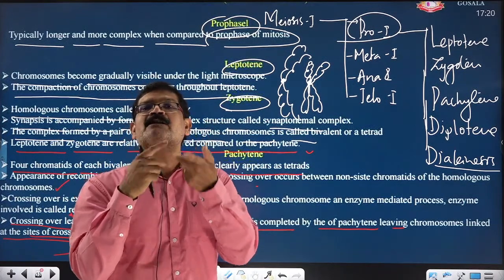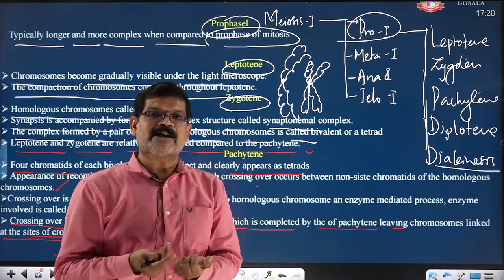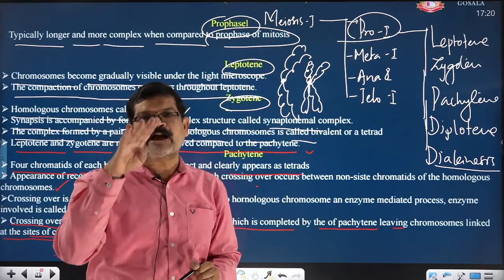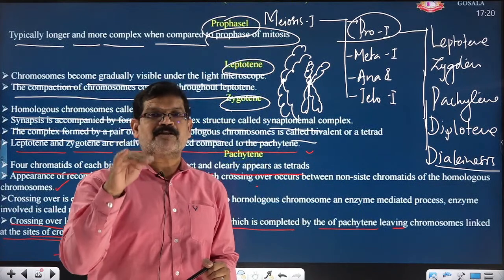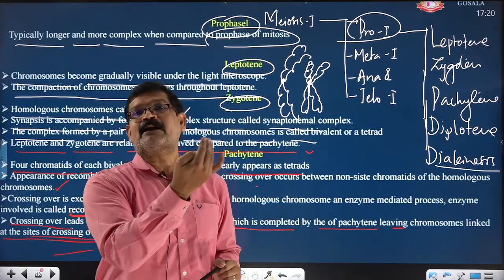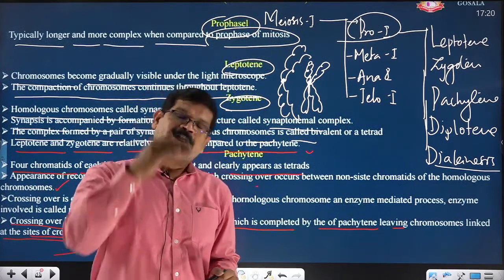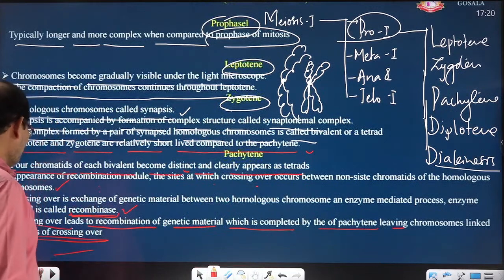When the exchange of the genetic material is done, then what happens? This genetic material is useful for the formation of gametes, and all the 4 gametes which are produced will be different. This is the one which paves the way for genetic evolution. That's why the siblings born to a common couple will be different from one another. This is the pachytene stage.